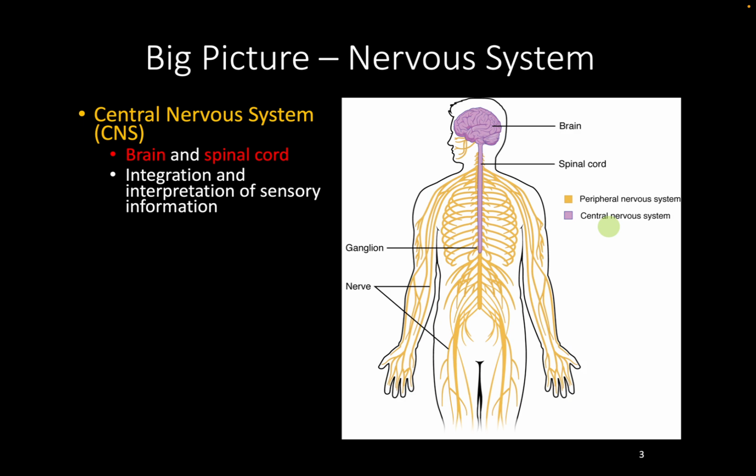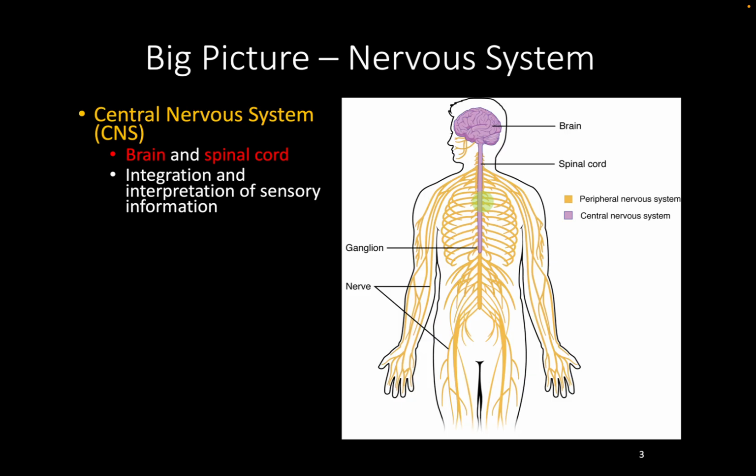Let's first start out with the central nervous system or the CNS. This one is simple. It's just two things. The central nervous system is literally just your brain and your spinal cord, which we see here in purple. Okay. So it's in the center, right? So it's our central nervous system.